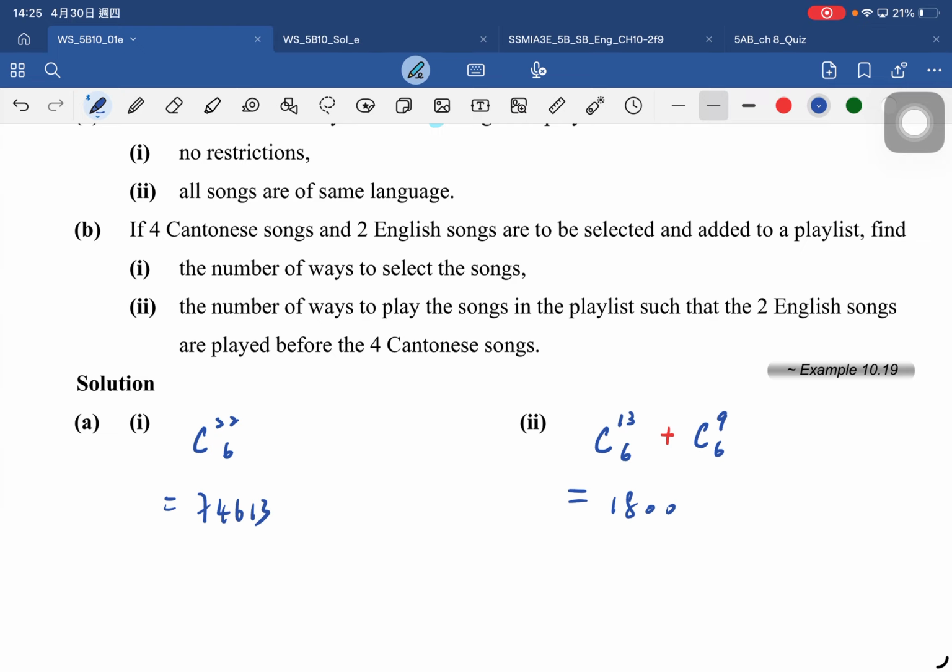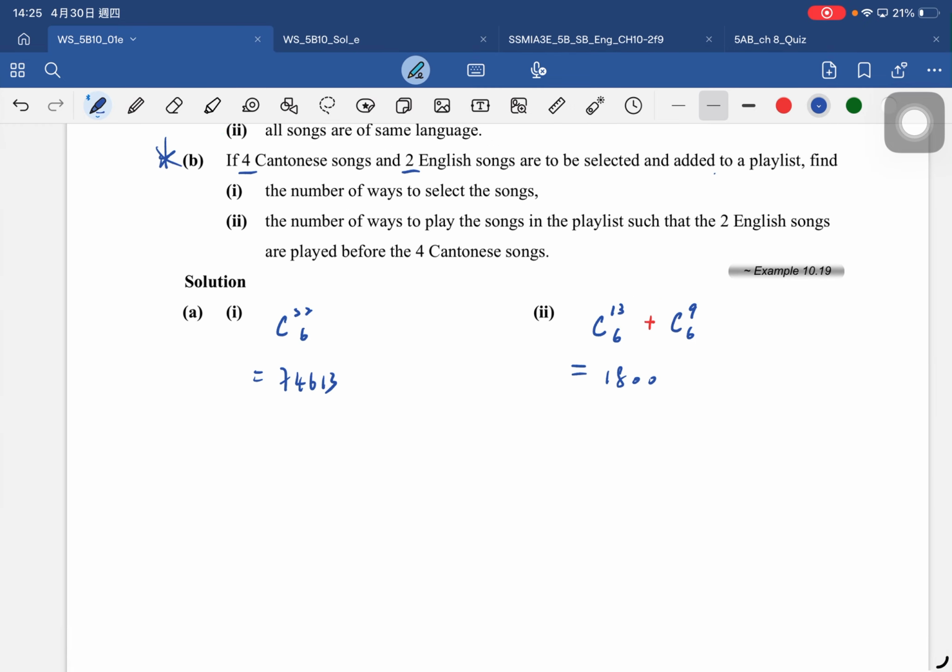But how about the second part? Be careful with this one. Alright, if 4 Cantonese songs and 2 English songs should be chosen and then added to the playlist, I would like you to tell me the number of ways to select the songs. So this one is just a simple selection.